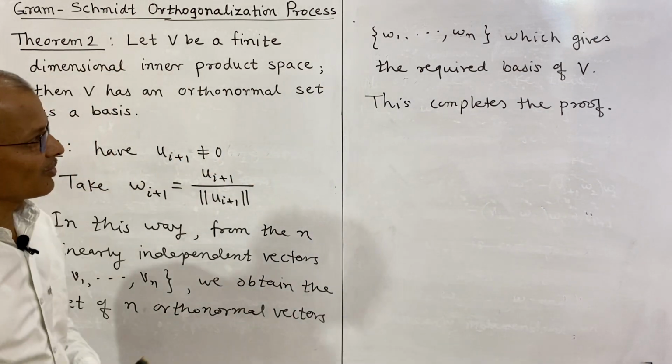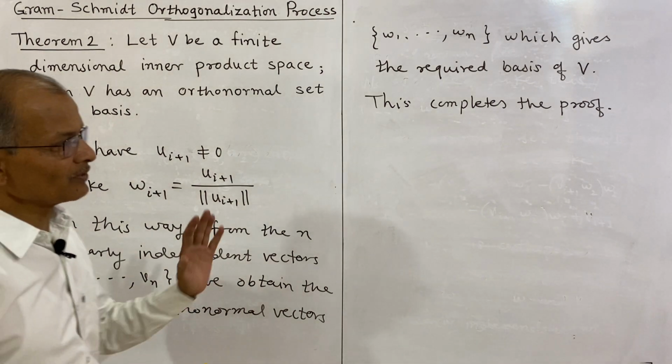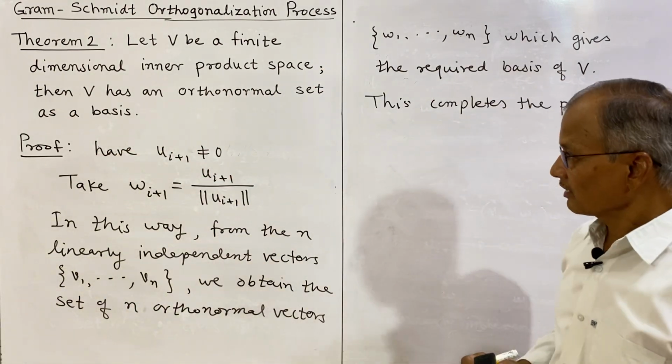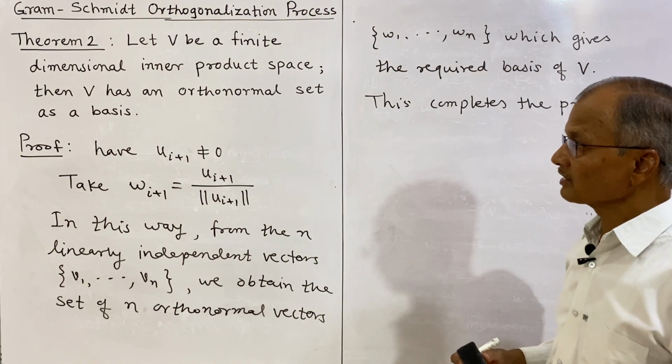So, you go through the proof and try to understand this, which is known as the Gram-Schmidt orthogonalization process. Now, the illustration of how the construction is made, with the help of an example, we shall consider in our next lecture.